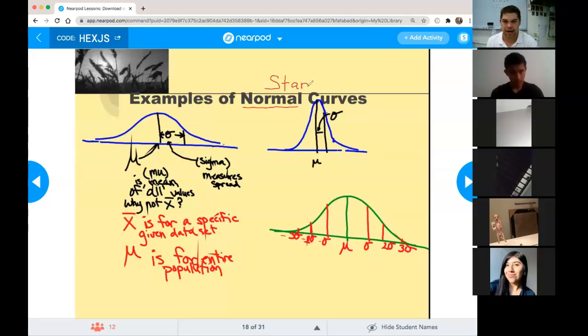If you're going to standardize, you're going to find the z-score. So again, those values are called z-scores. Those standard normal curves, we'll use the standard normal distribution curve in the back of the textbook to come up with some of these values.